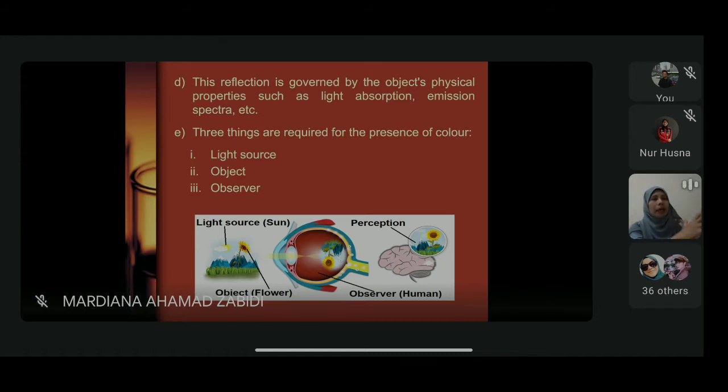However, the surface material of that product also plays an important role. If the surface is smooth, then you will have no problem perceiving that color. But if the product has a rough surface, then the color perception will be different. So there are three things required for the presence of color. The first is the light source, the second is the object, and the third is the observer. The observer is the human.